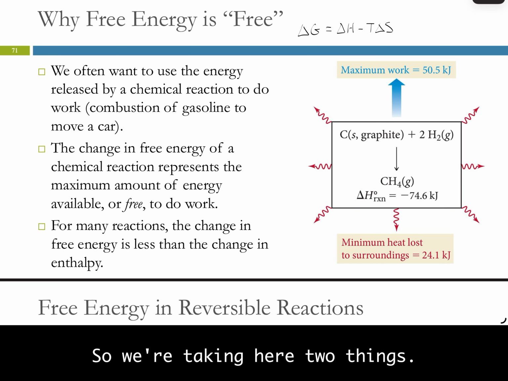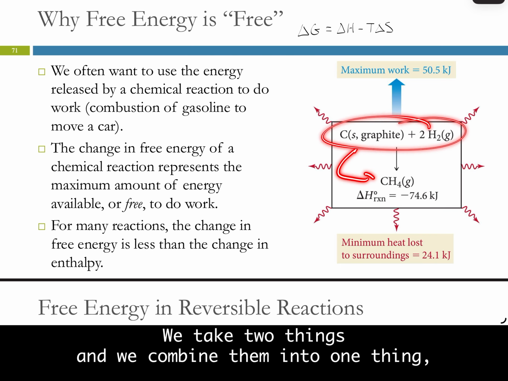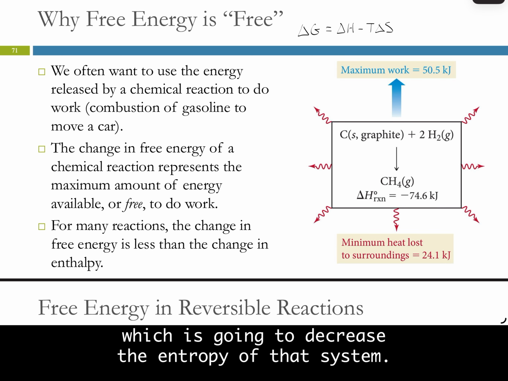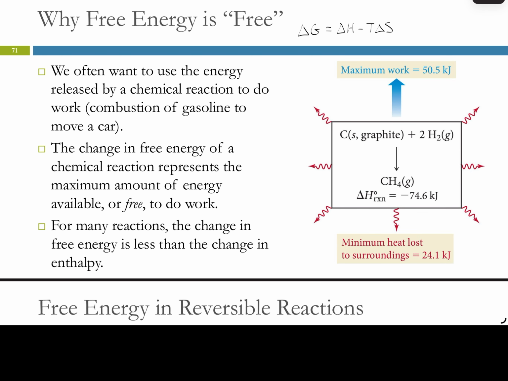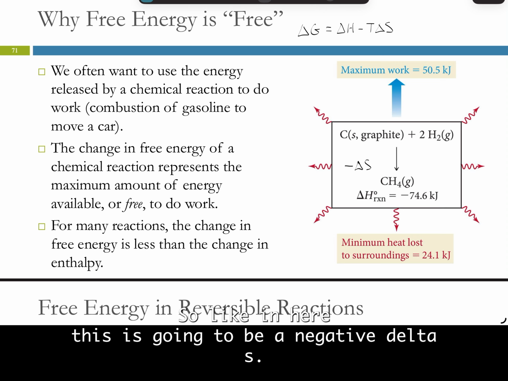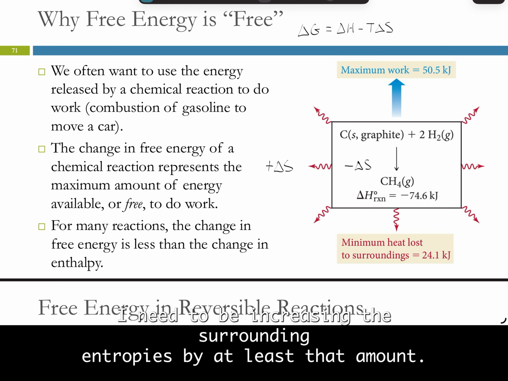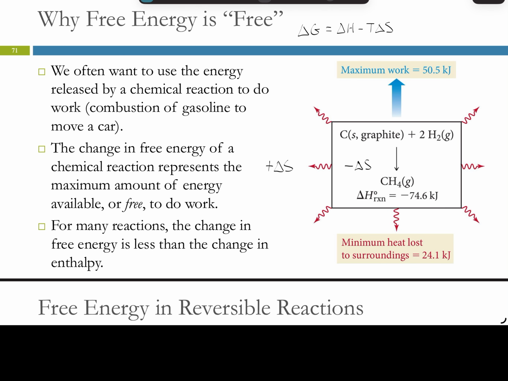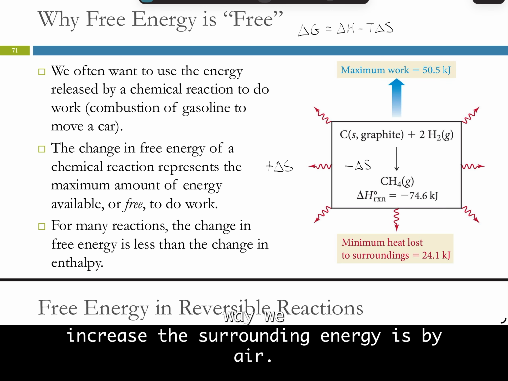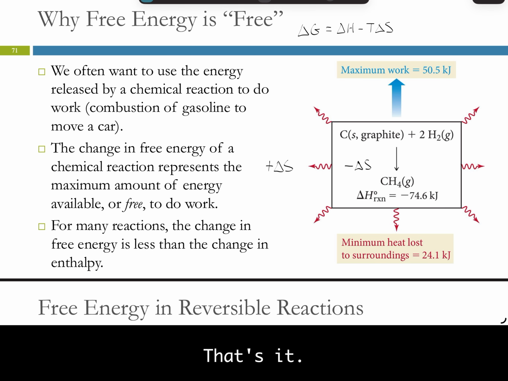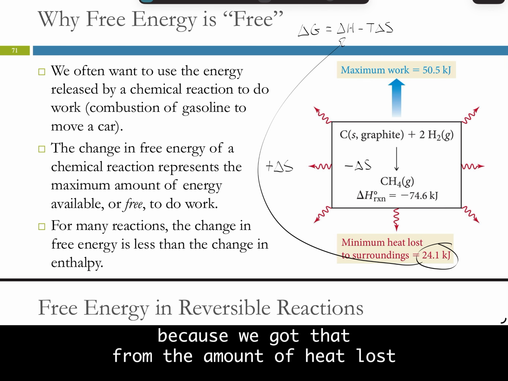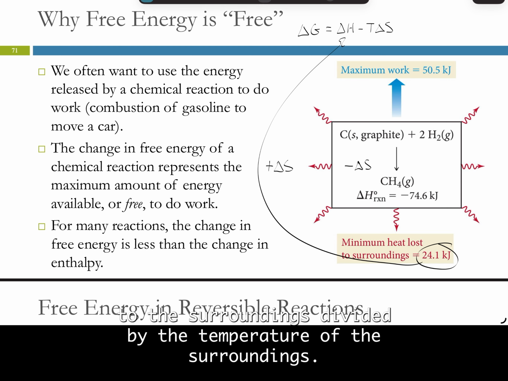So we're taking here two things, right? We take two things and we combine them into one thing, which is going to decrease the entropy of that system. So in here, this is going to be a negative delta S. So outside, I need to be increasing the surrounding entropies by at least that amount. And the way we increase the surrounding energy is by, yeah, that's it. This 24.1 is the delta H. Because we got that from the amount of heat lost to the surroundings divided by the temperature of the surroundings.